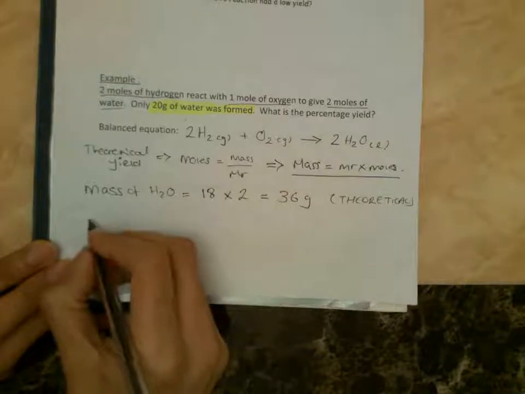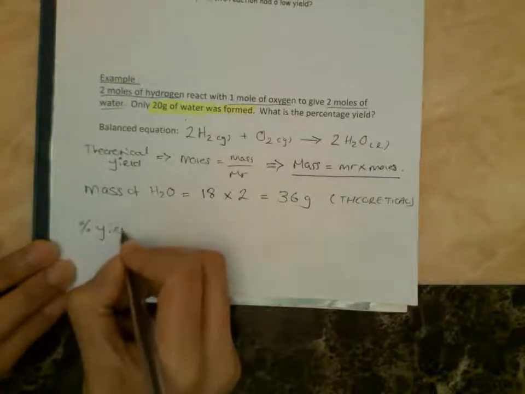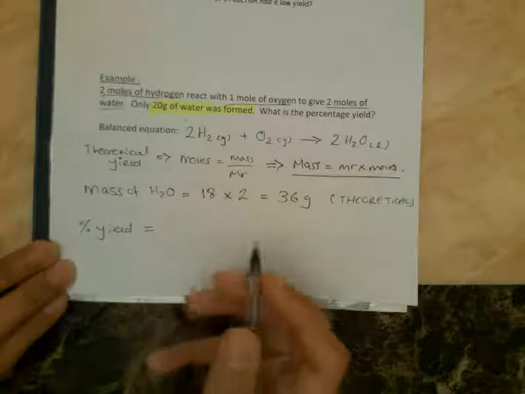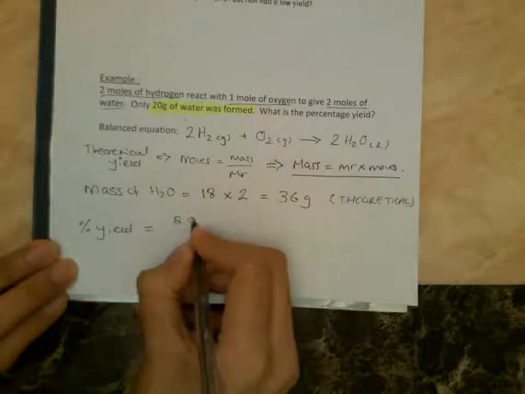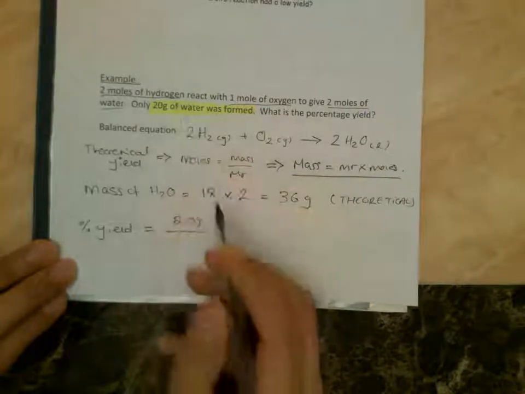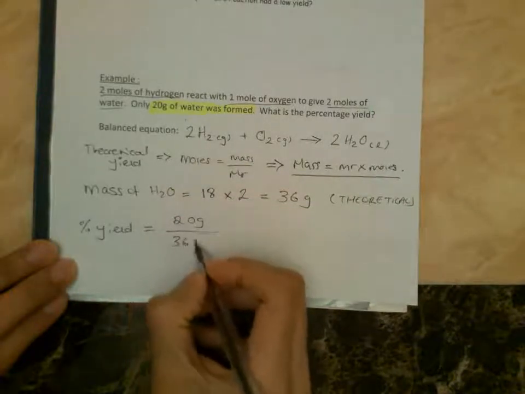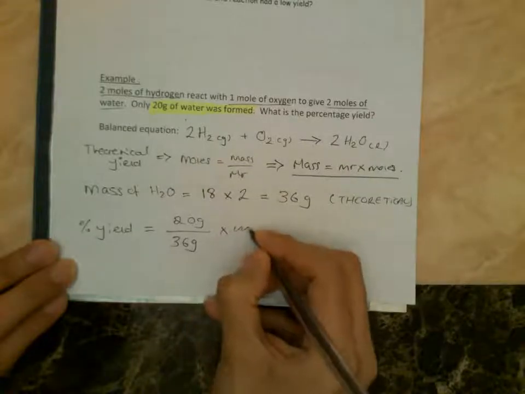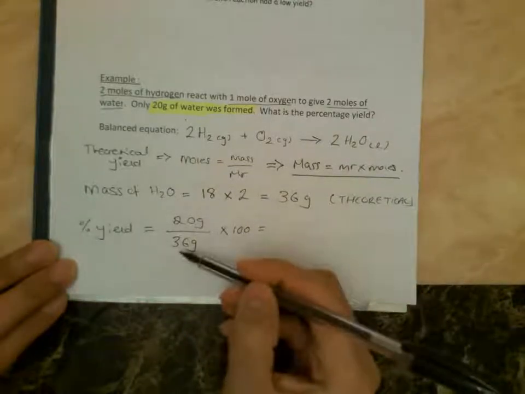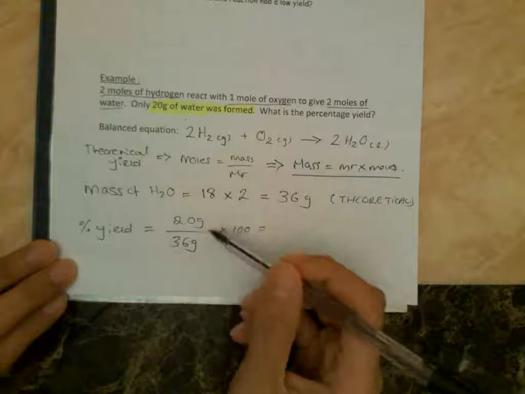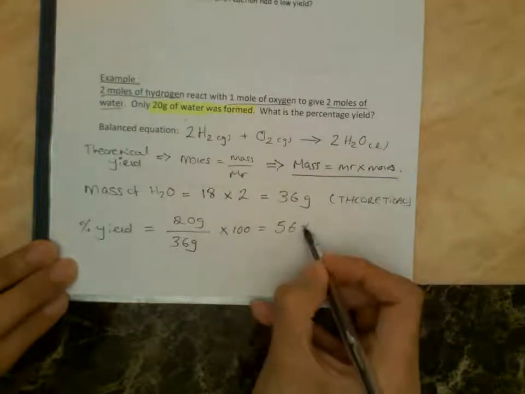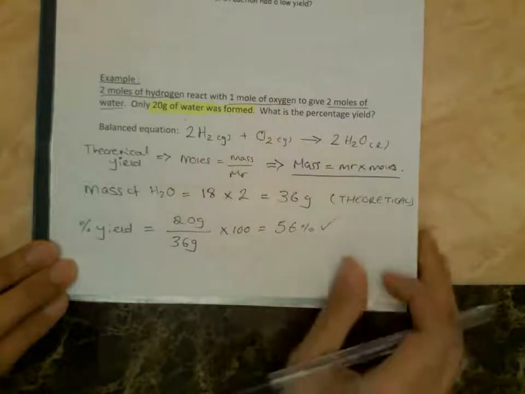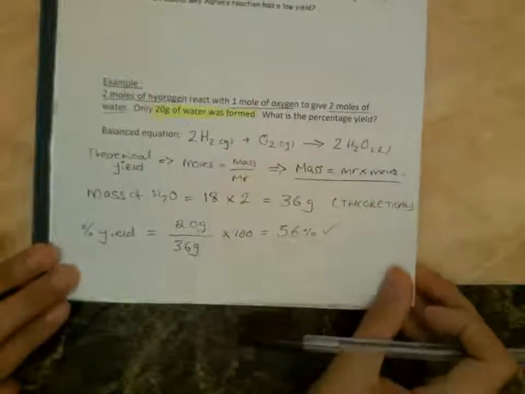Okay, so that's the theoretical. So once we've done this, we can write the percentage yield. Our actual amount was 20 grams. We got that from the question. The theoretical amount was 36, and we times it by 100. So 20 over 36 would give us a percentage of 56%. And that's our answer. So that's what's going on there, guys.